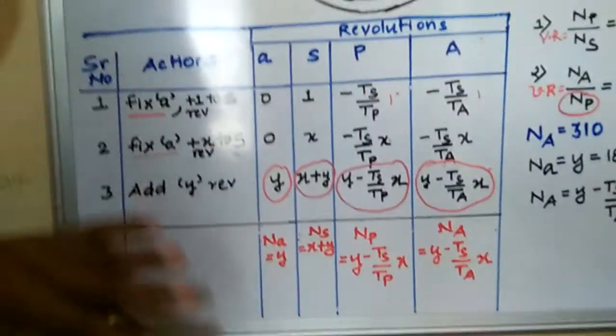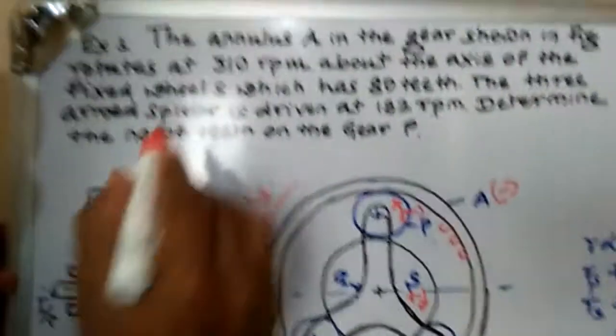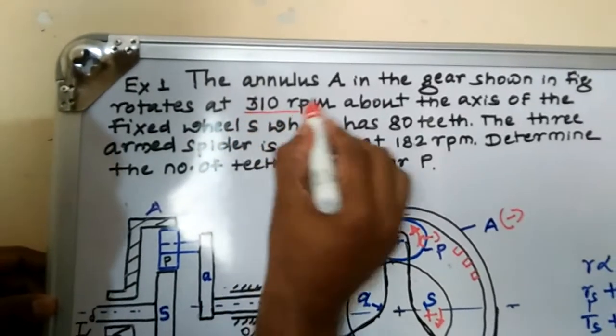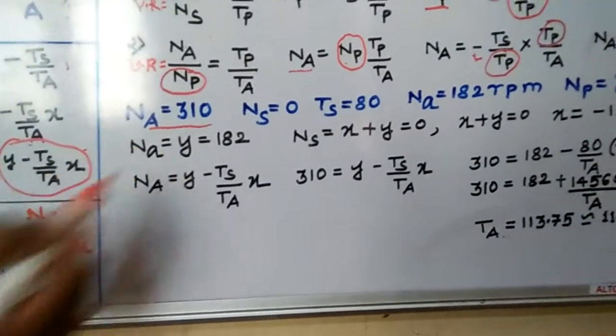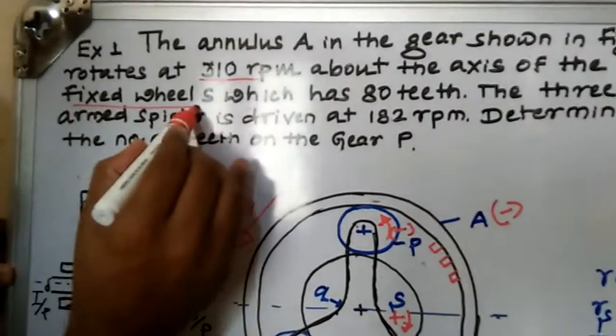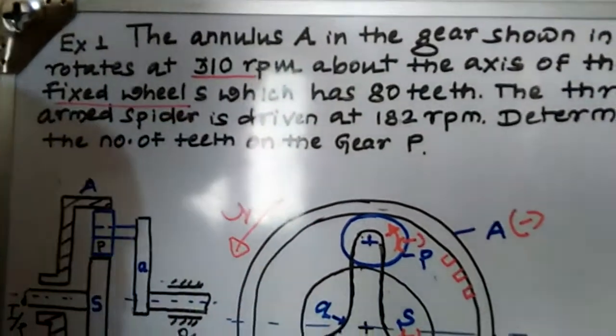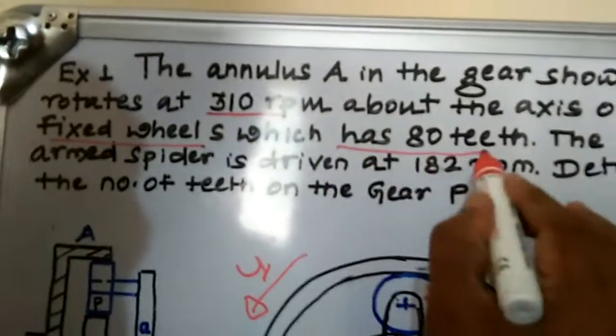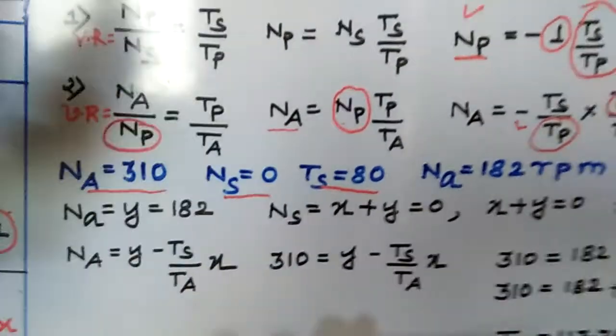First, as usual, you have to create a table using the tabular method. Then come to this one: what things are given. The annulus rotates at 310 rpm. That is important: the annulus gear is at 310 rpm. Next, it comes as a fixed wheel. Fixed wheel means NS is fixed, so you have to take NS as 0. Then it has 80 teeth, that is, I have taken TS as 80 teeth.